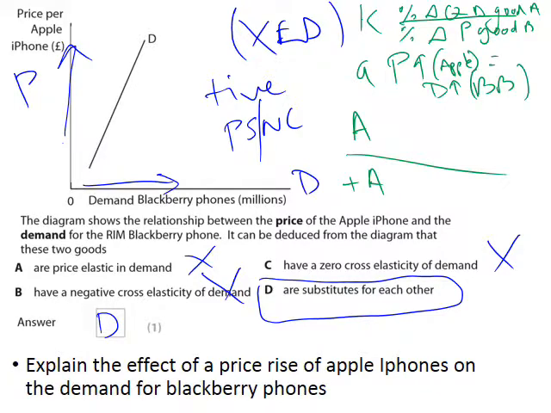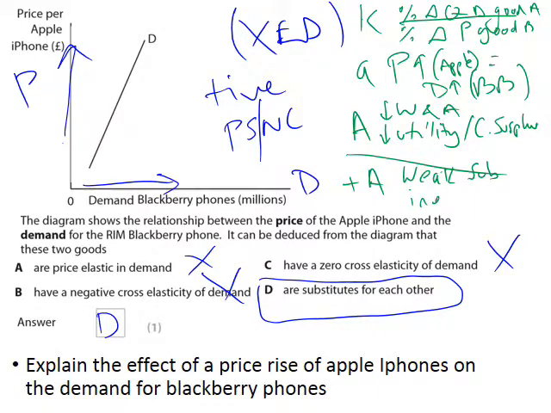In terms of the analysis, we could talk about consumers being less willing and able to buy iPhones. We could also talk about the reduced utility or consumer surplus of iPhones. We could also mention that the angle on this implies that it's a weak substitute, or that there is an inelastic cross elasticity of demand.